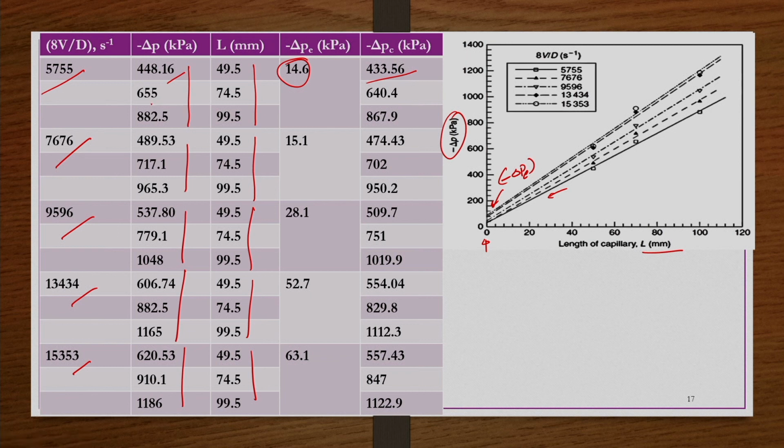Then also from 655 you have to subtract this 14.6. So, then you get 640.4 delta Pc for the second capillary. For the third capillary again, from 882.5 you have to subtract this 14.6. So, then you get 867.9 for the third capillary. So, these are the corrected pressures delta Pc.